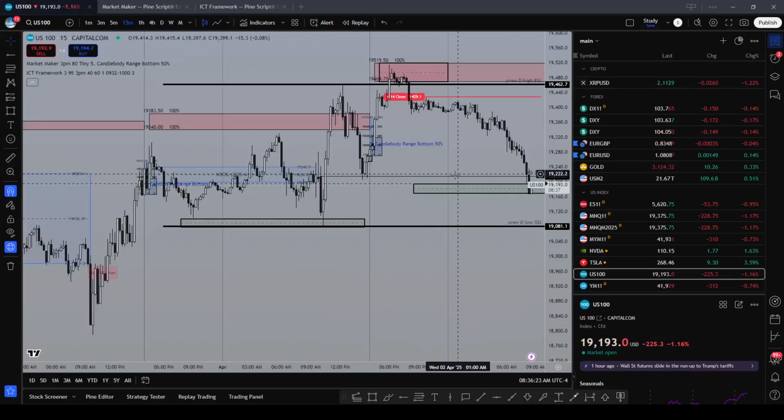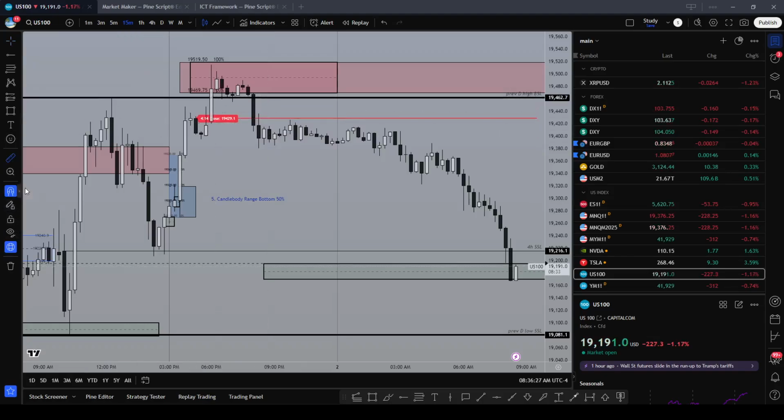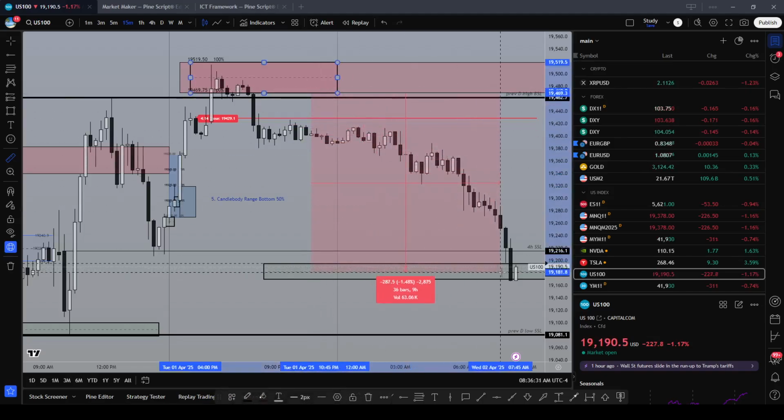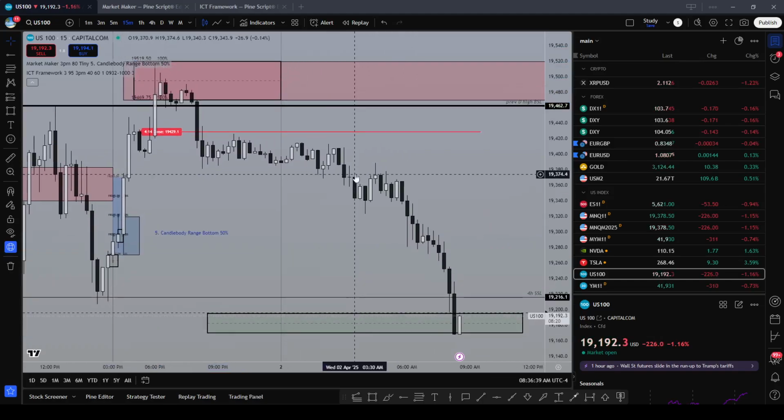So that's basically what happened overnight. That's what we're dealing with. Then after that, somewhere around here, it was like almost 300 points, like $600. If you had a futures account over 1,000, you'd be able to take that trade.